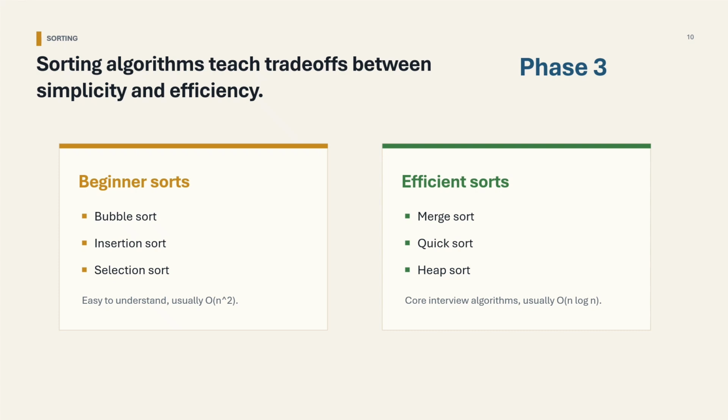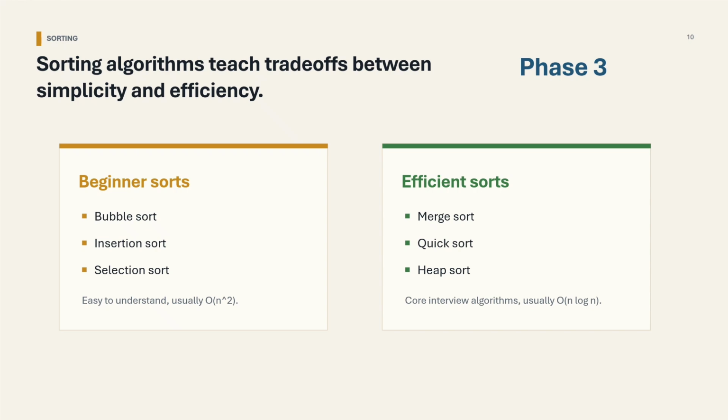Merge sort uses divide and conquer. It divides the array into smaller parts, sorts them, and merges them back. Its time complexity is O(n log n). Quicksort also uses divide and conquer. It chooses a pivot and places smaller elements on one side and larger elements on the other side. Average time complexity is O(n log n), but worst case can be O(n^2). Heap sort uses a heap data structure. It also has O(n log n) time complexity.